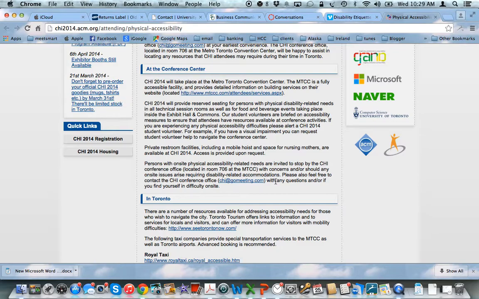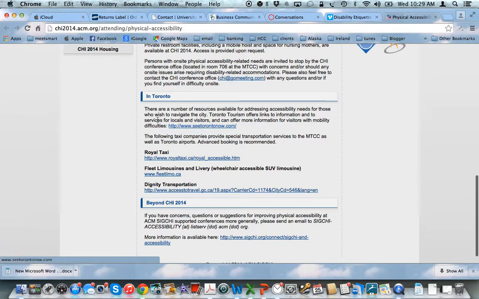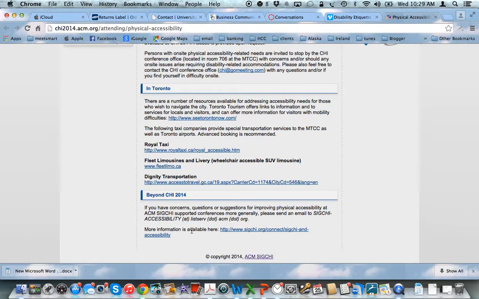So if you feel like there's something you need when you arrive, here's where we are located in room 706 at the Metro Toronto Convention Center. Feel free to come by and talk to us. And then we also include city resources. So, here's some information from the Convention and Visitors Bureau. Here's some information on taxi services, because not all taxis are equipped to provide service to somebody that has a wheelchair, so we provided the information here, and then some additional information.